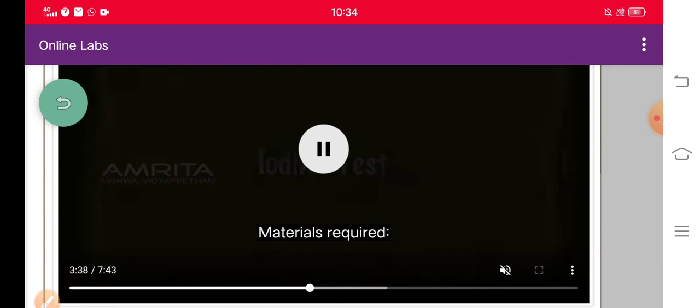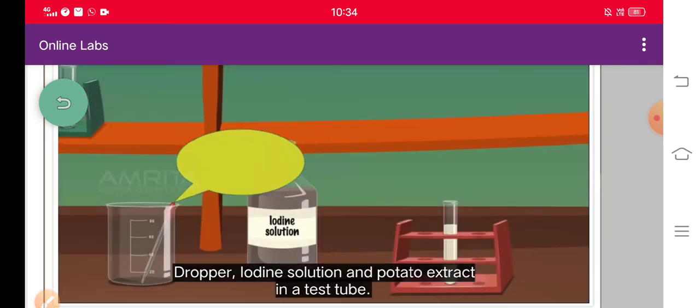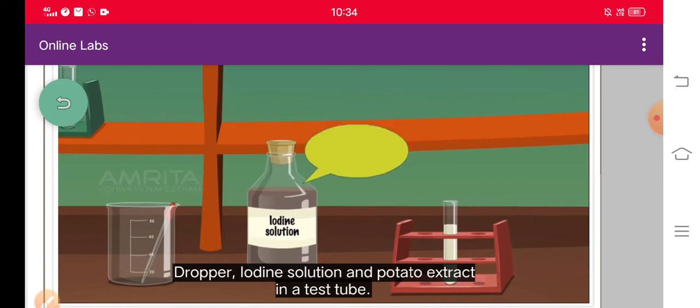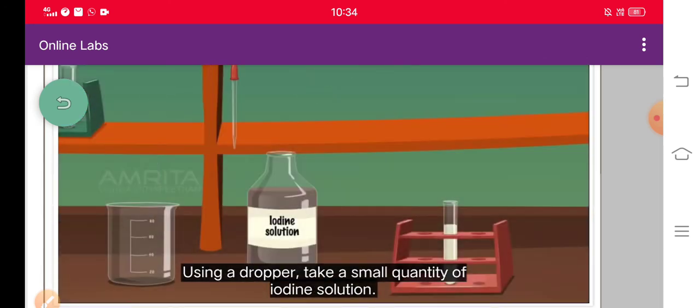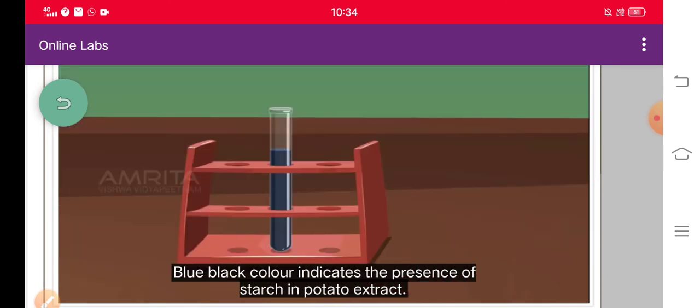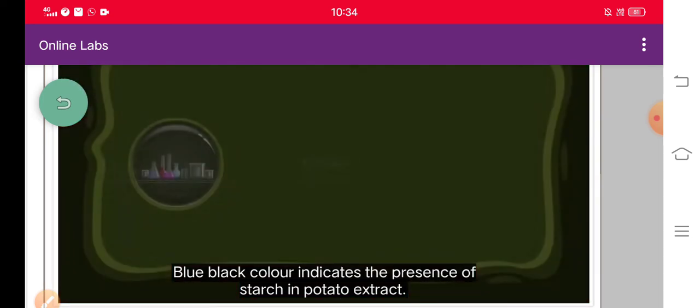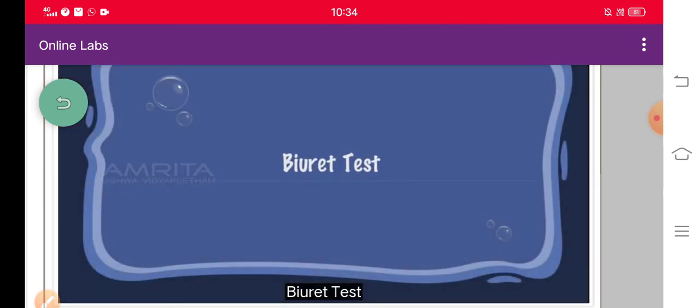Now we are on the iodine test. You can see the dropper, the iodine solution and the potato extract in a test tube. Procedure: using a dropper, take a small quantity of iodine solution and mix it into the extract of potato. After some time it converts into blue black. It shows the presence of carbohydrate.